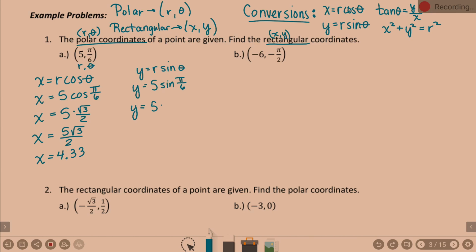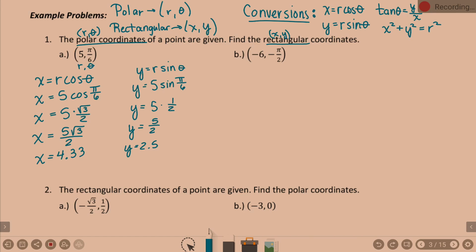According to our chart, it is 1/2. What's 5 times a half? 5 halves is what you're usually going to see me write. Now, if you want it as a decimal, it would be 2.5. Okay, so we found our x value and our y value.